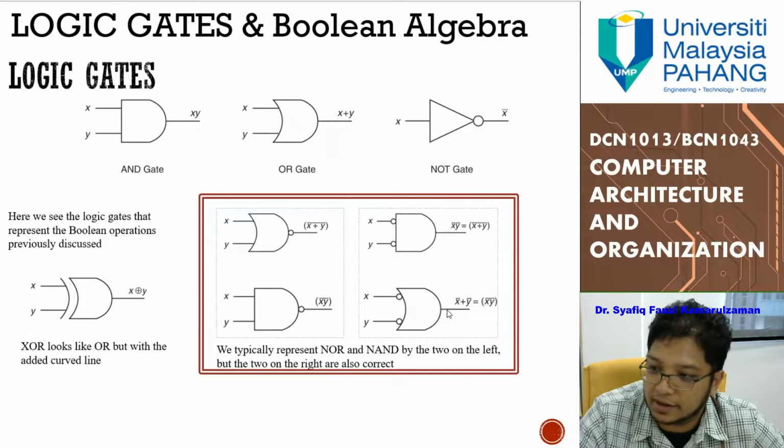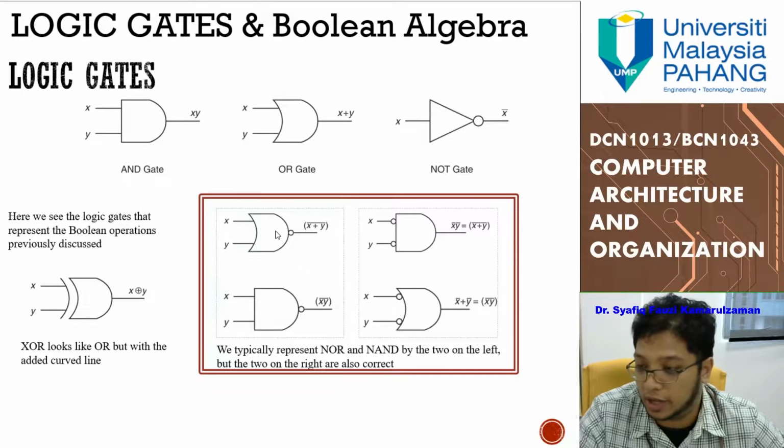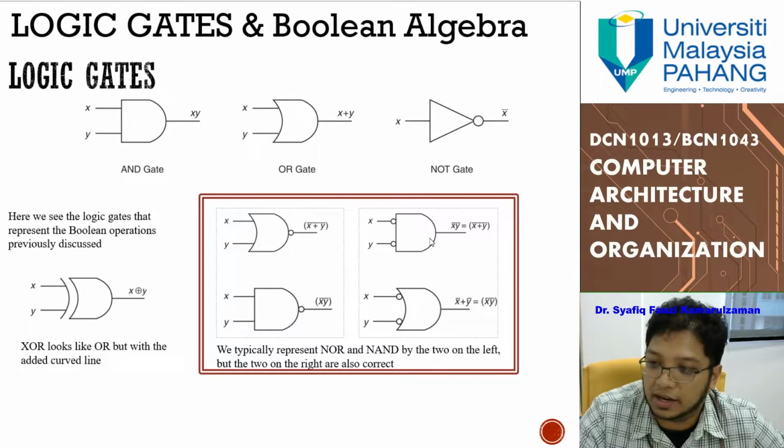If you see here, x bar plus y bar is equal to (xy) bar. So it's the same as this one. Both of them represent the same function, the top one and the bottom one. However, the components they use are different. The one on the left uses the NOT gate after the AND or OR gate, and this one has the NOT gate before the AND or OR gate.